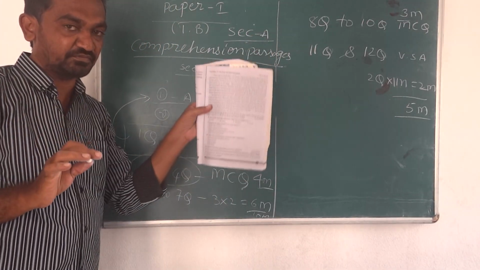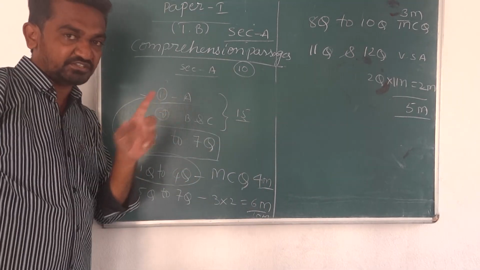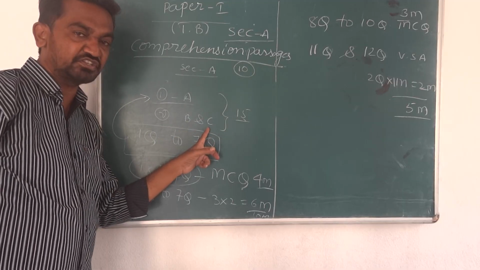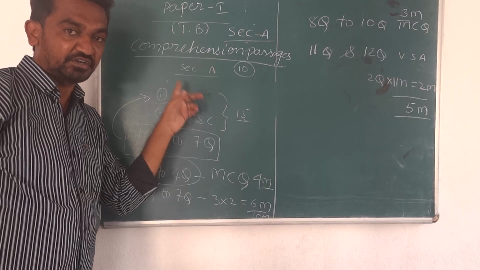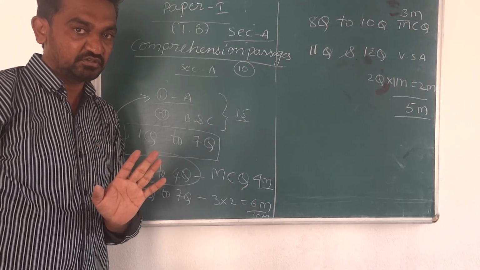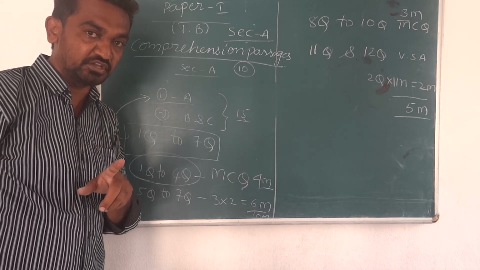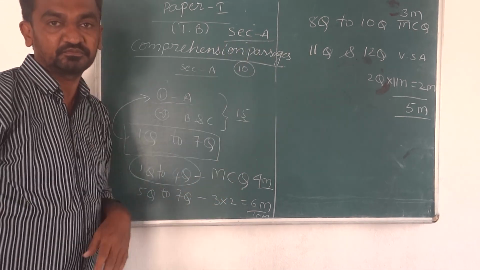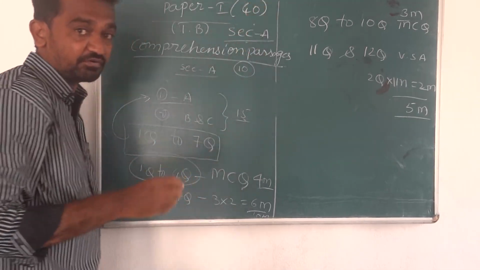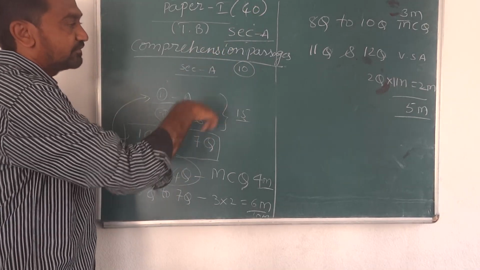Section A is from the textbook. It comes from the A reading and B, C reading also, and 2 passages will be there. First passage from the A reading and second passage either from the B reading or C reading. A reading carries 10 marks, B, C reading carries 5 marks, total 15 marks. If you go through the textbook very carefully, easily you will get 15 marks. Paper 1 carries 40 marks, and out of 40 marks, 15 marks you will get in Section A. This is all about Section A.